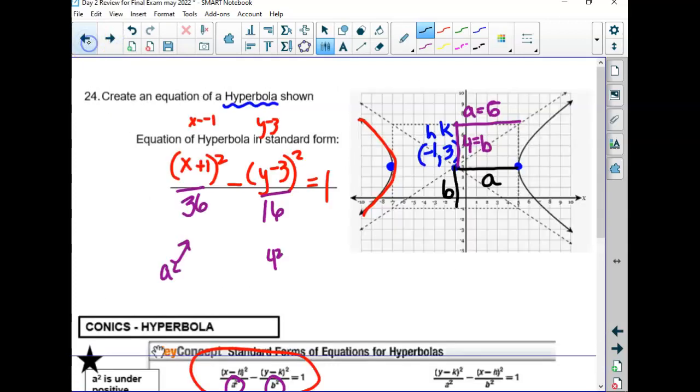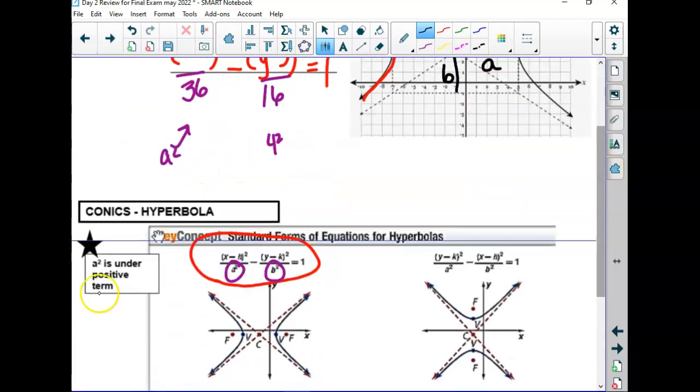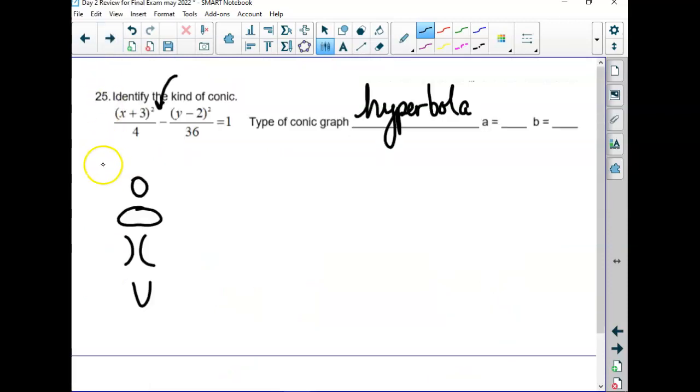So again, you just need to very, very carefully look here because it says when it is a hyperbola, A squared is under the positive term. It's not the bigger one necessarily. So this is the positive term before the minus sign. So this is A squared and this is B squared. So what do I fill in over here? A is 2 and B is 6. Everybody good? One page down. Okay.